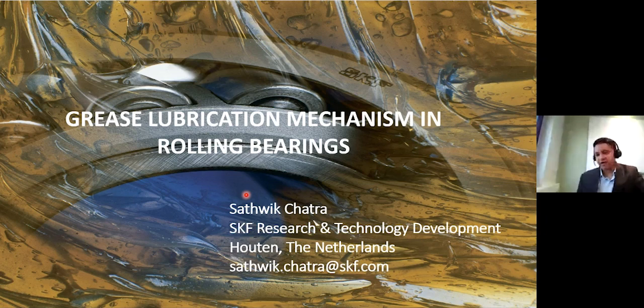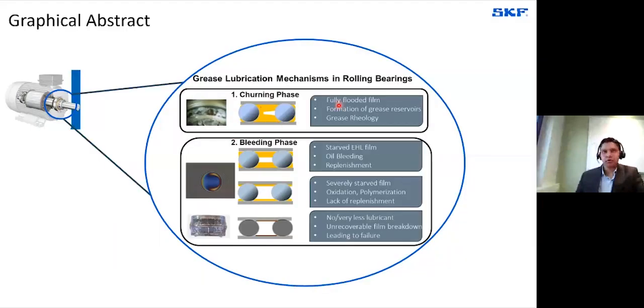So this is the graphical abstract of what I'm going to talk about today. Here there will be 2 different phases in the lubrication mechanism, and in each phase different aspects will take place. We will discuss these aspects, what the impact of these aspects is, and how changes of these aspects will have an impact on grease lubrication performance in a rolling bearing application.